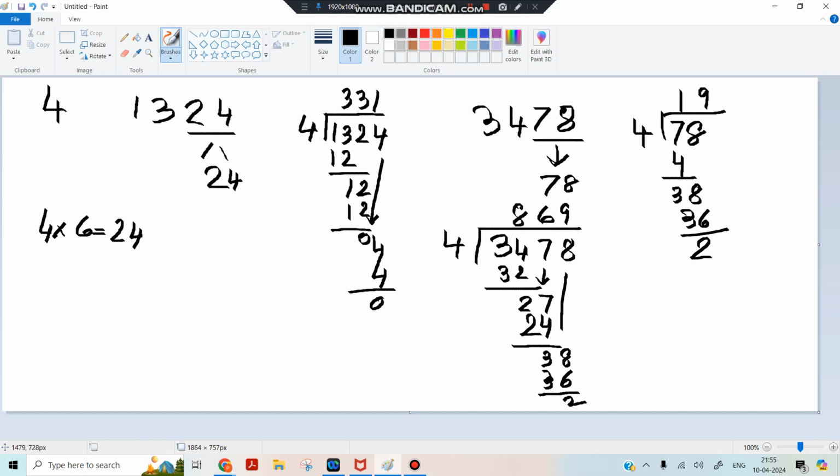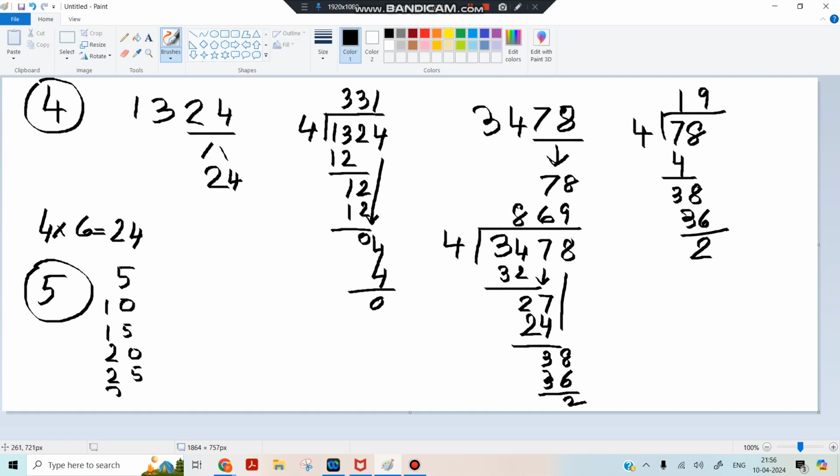Let's check the divisibility test of 5. It's very easy. You already know that in the table of 5, 5 times 1 is 5, then 5 times 2 is 10, 5 times 3 is 15, 5 times 4 is 20, then 5 times 5 is 25, 5 times 6 is 30. So you can see the pattern. The number in the ones place is either a 5 or a 0.